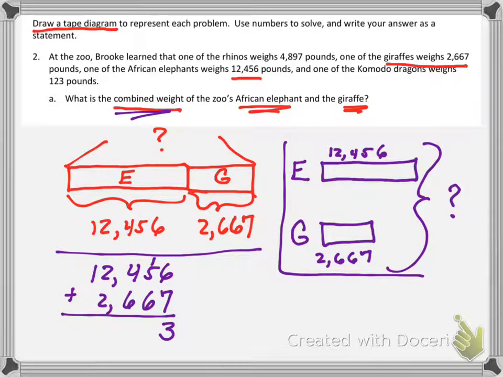1 plus 5 is 6, plus another 6 is 12. We need to regroup, carry your 1. 1 plus 4 is 5, plus 6 is 11. Carry over your 1. 1 plus 2 is 3, plus 2 is 5. And then 1 plus nothing is just 1. So it's the combined weight of the African elephant and the giraffe. And we can put the total up on the top, 15,123.